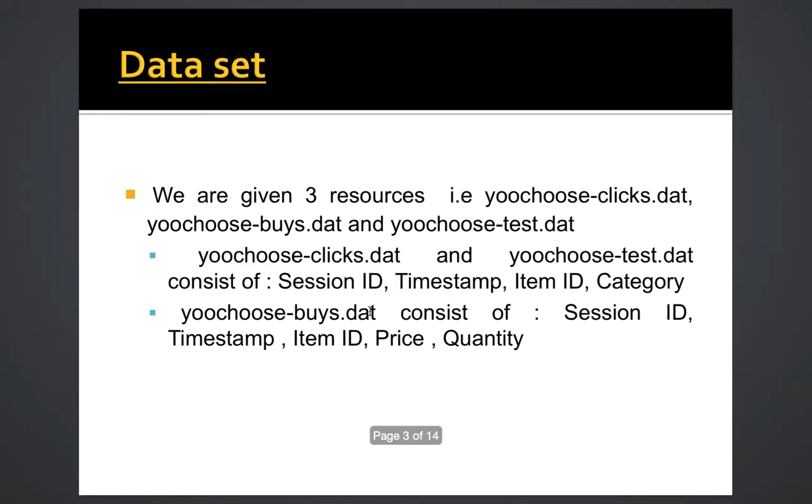The dataset given to us has three resources, that is the clicks.dat file, the buys file and the test file. The clicks and test files consist of session ID, timestamp, item ID and category. The buys file consists of session ID, timestamp, item ID, price and quantity.